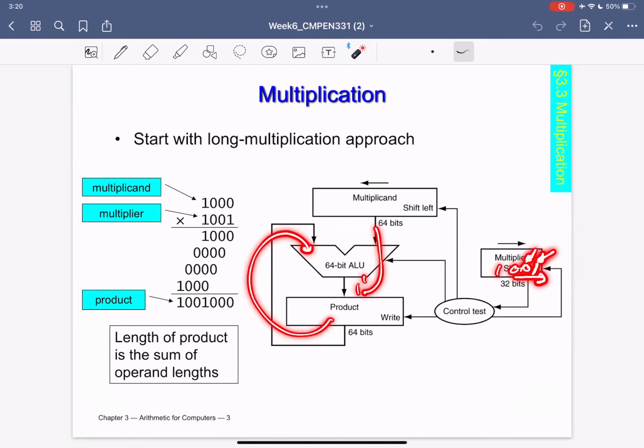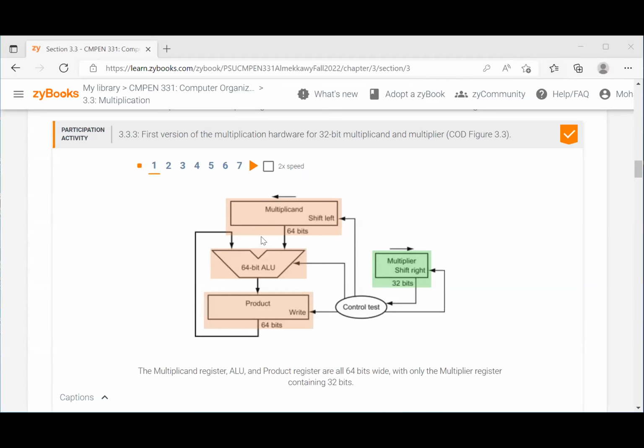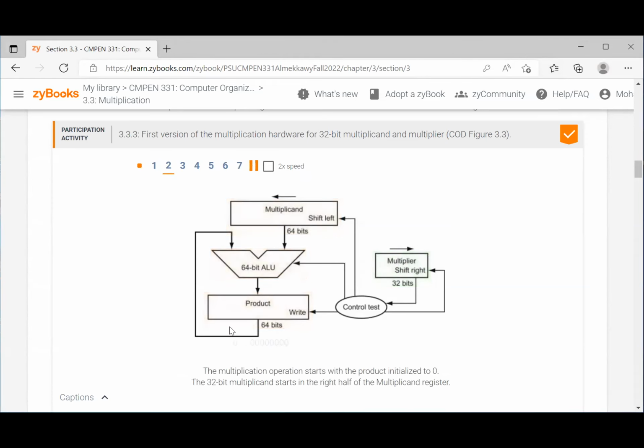The next number is 0. If it is 0, I don't actually need to do this addition at all. What I need to do is just shift that and then shift this to the next number, and so on and so forth. So how exactly does this happen? Let's see a nice animation to represent that. So here we have the multiplicand register, the ALU, and the product register. All of these are 64 bits. This is the only one that is 32 bits. Let's see how it works.